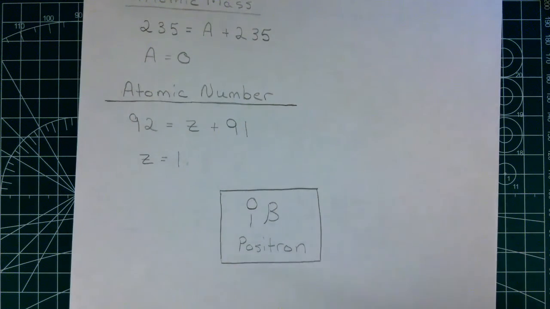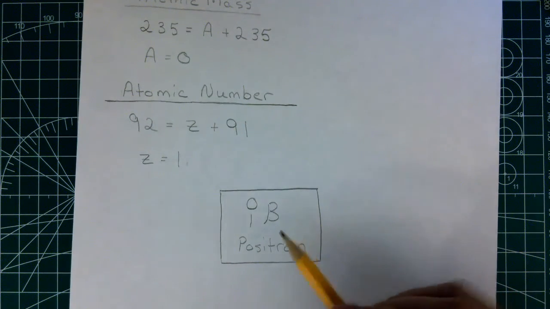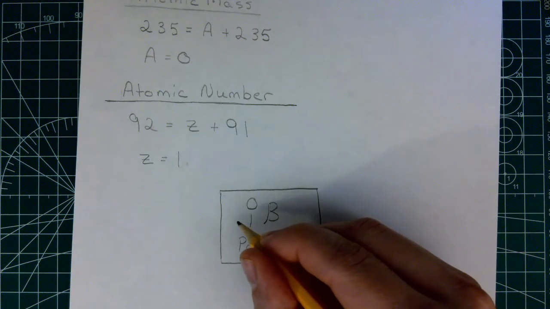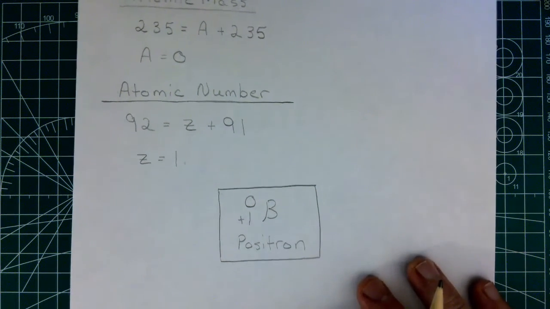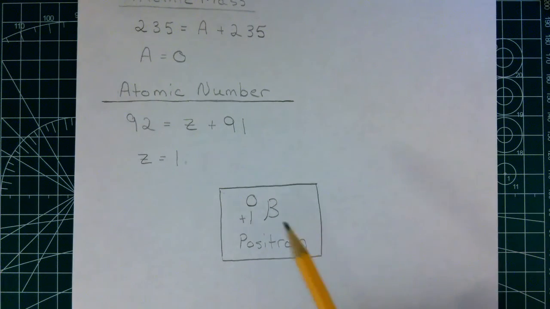And we get our positron emission. It would probably be technically correct to actually put a little positive value right there, just to be sure that we're being clear about what we're doing. And we're having a positron emission because that is the type of particle that has a mass number of 0 and an atomic number of +1.